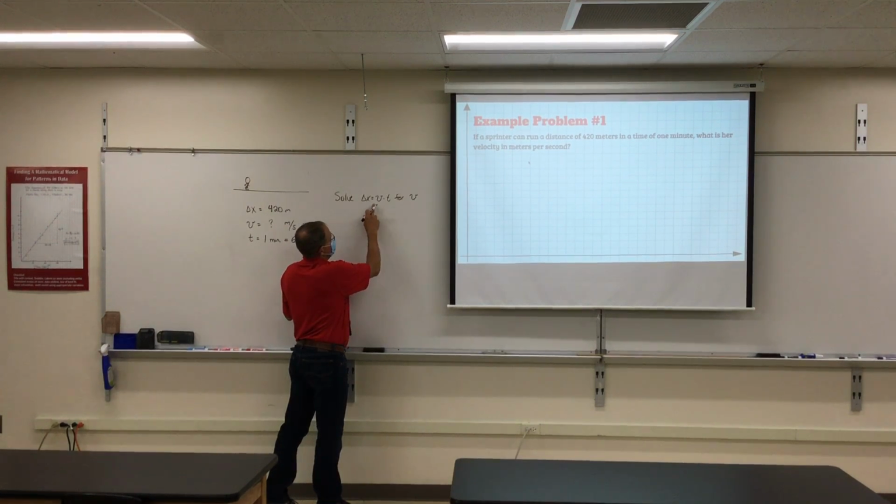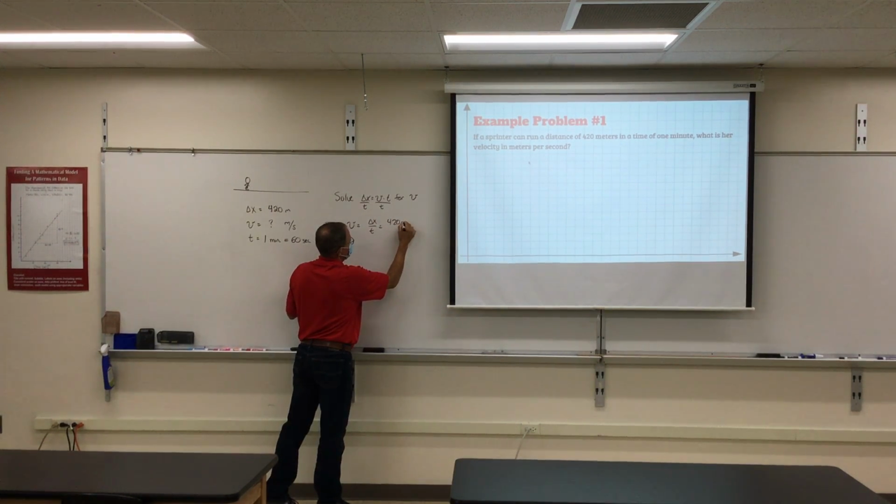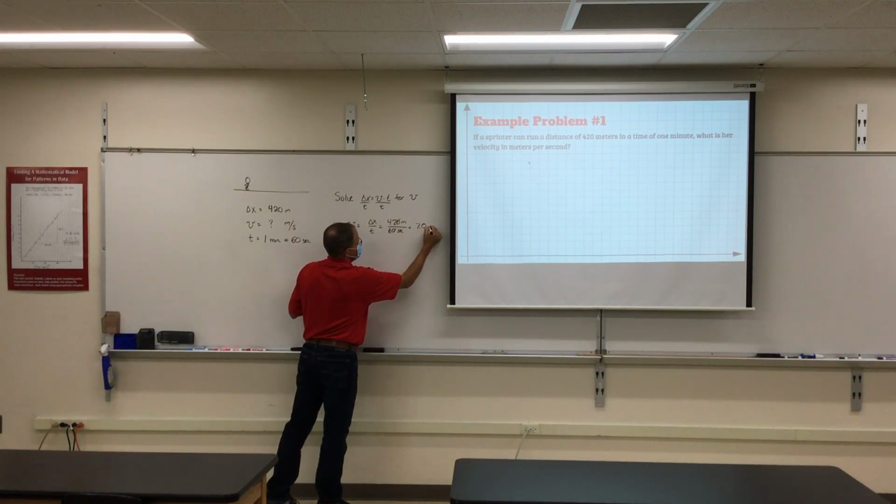Now, how do you get this v by itself, algebraically? Divide both sides by t, and so the velocity will equal delta x divided by t. Plug in the numbers, that's 420 meters divided by 60 seconds. 42 over 6 is 7, so that's 7.0 meters per second.